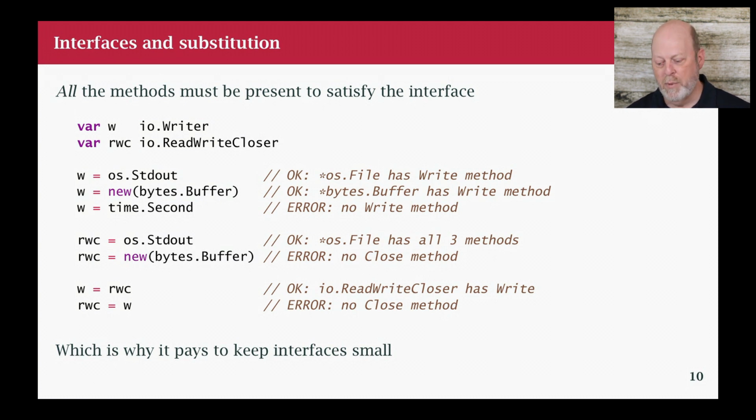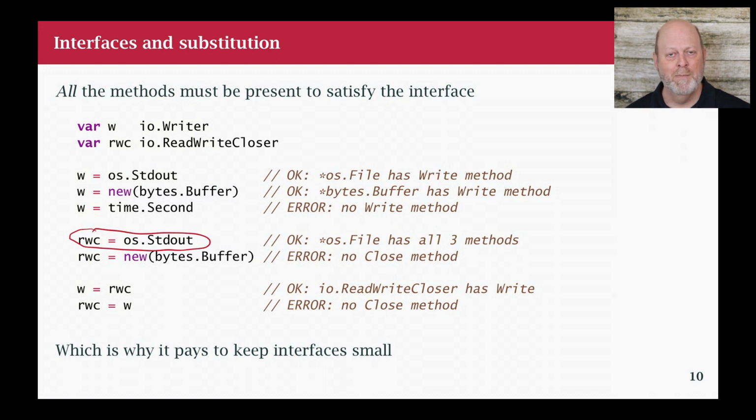So it's capable of handling a file. If I go look at W, for example, I can assign os.Stdout to W. Why? Well, os.Stdout is actually a file pointer, and files have the write behavior. And we can also assign it down here to RWC, because files have the write behavior and the read behavior and the close behavior.